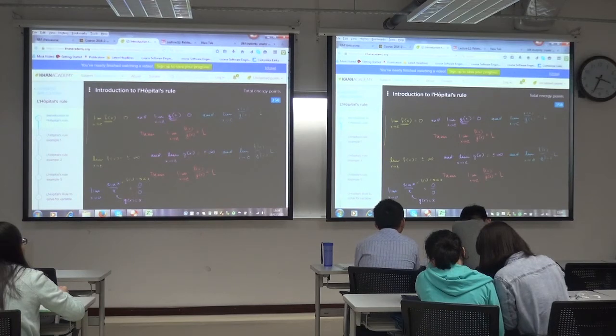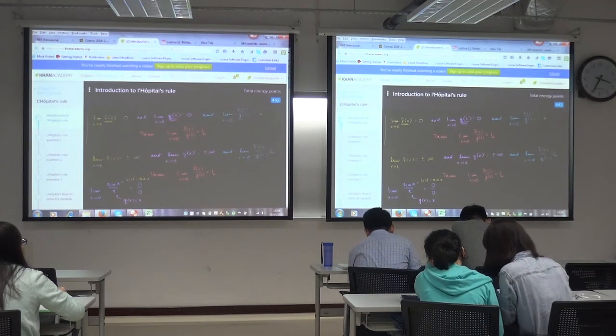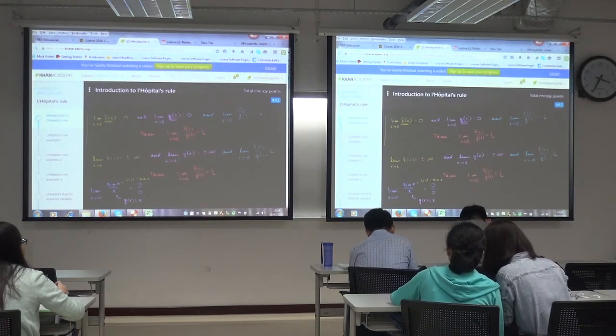The limit as x, and in this case c, is 0. The limit as x approaches 0 of sine of x is 0, and the limit as x approaches 0 of x is also equal to 0. So we get our indeterminate form. So let's see at least whether this limit even exists.